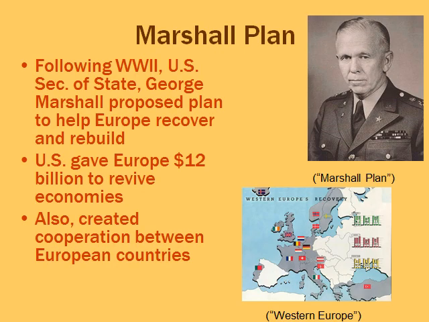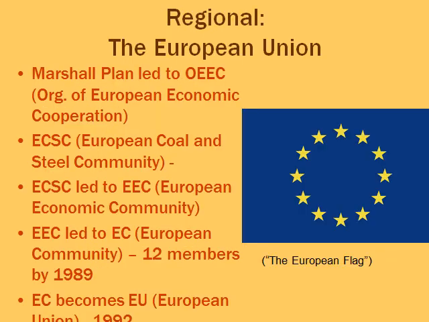Now, we're going to get into the EU being a regional plan. The Marshall Plan really was instrumental in helping establish the EU. This was a plan that the U.S. Secretary of State George Marshall proposed to help rebuild Europe after World War II, and it gave Europe $12 billion to build up their industries and their economies and their businesses. And as a result, countries within Europe started to help each other out as well.